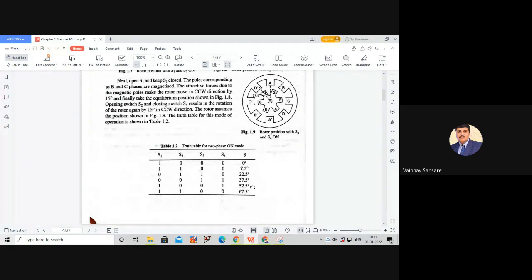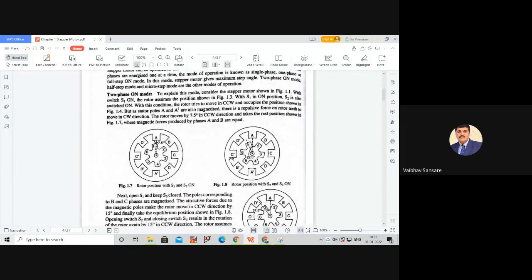Only keep in mind, in two pole excitation mode, when we turn on two switches simultaneously, or keep two switches on at a particular instant, the rotor rotates with a full step angle. But its initial movement is only 7.5 degrees, and from that 7.5 degrees onwards, the rotor rotates with a full step angle of 15 degrees. So this is about the two phase on mode.